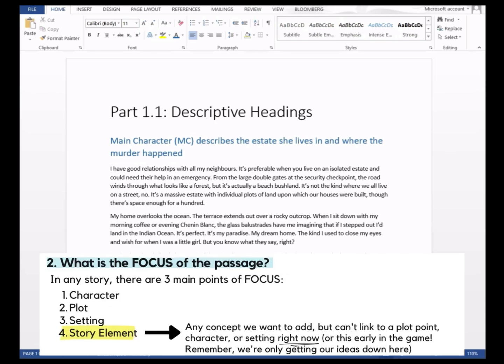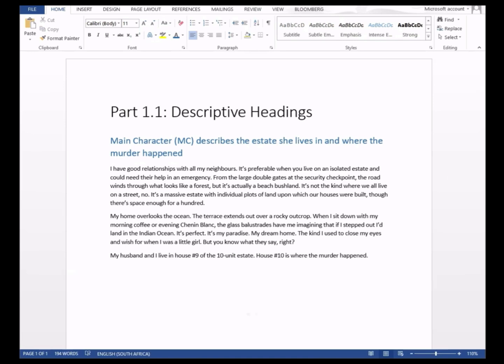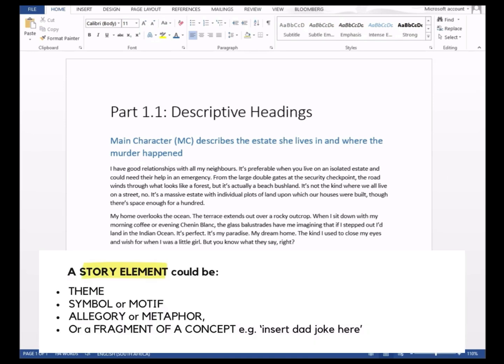A story element could cover anything we can't link to a specific character, plot point, or setting right now, when all we're doing is coming up with ideas. A story element could be a theme we want to explore, a symbol or motif we want to insert, an allegory or metaphor, or even a fragment of a concept. For example, this would be a great place to insert a dad joke.